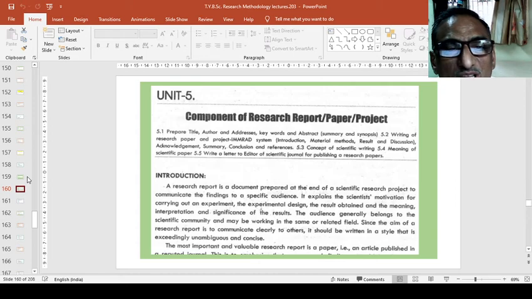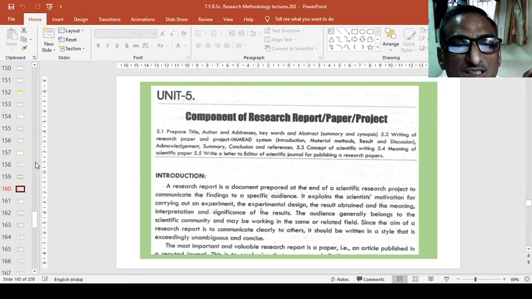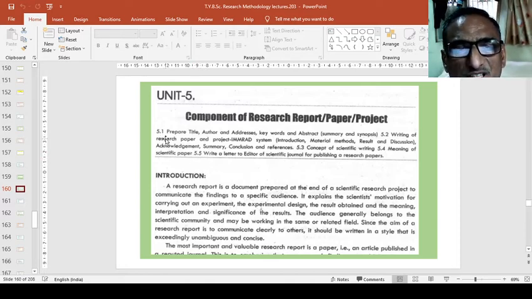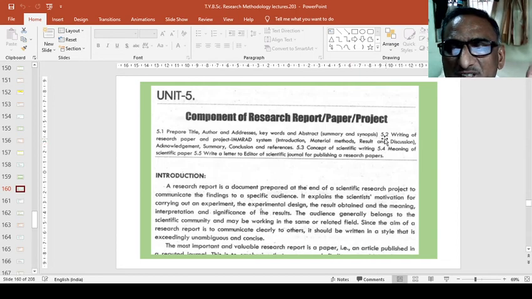So what to do? First of all, you have to prepare your research report, or research paper or project. If you have a government project or university project with you, you can report the project. So how to report your total work? In that we have to see 5.5 topics. First topic, to prepare the title, author and address, keywords and abstract, summary and synopsis.